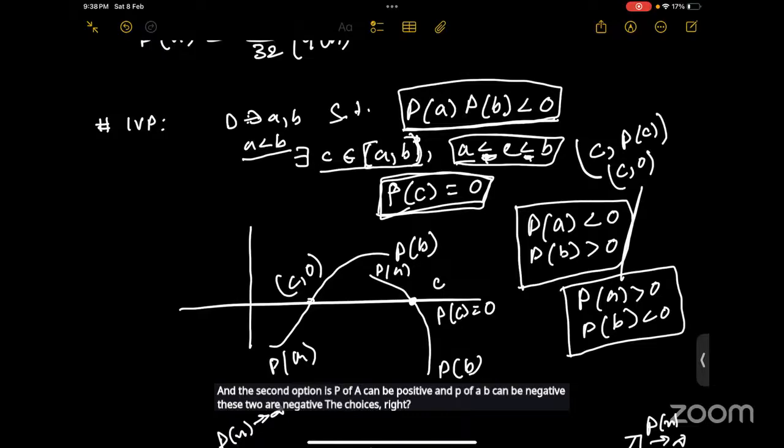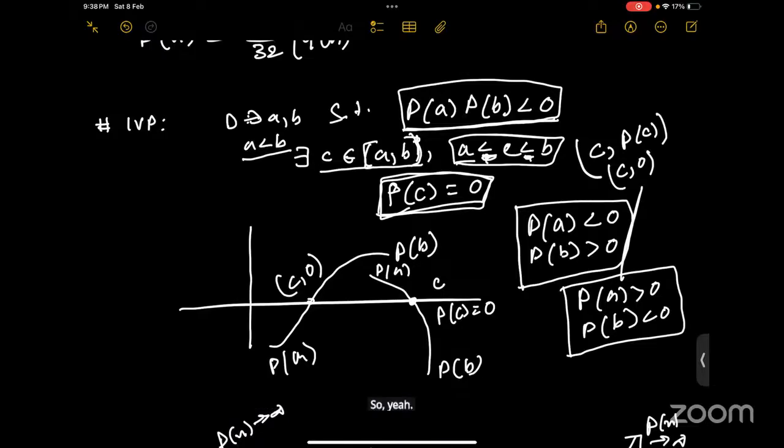But you are telling that P(A) is less than P(B)? No. I told you that A is less than B. It will not mean that P(A) is less than P(B). Correct, madam. We can have monotonically increasing and decreasing functions too, right? Yes, I understood now. So we can get both the cases.